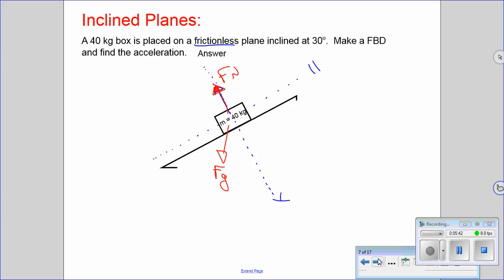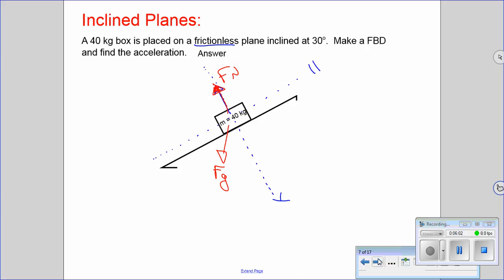So I'm going to take this force of gravity and split it up into two components. One of those components is going to be parallel to the ramp. That's the force that actually pulls the box down the ramp. And the other one is perpendicular to the ramp. That's the force that's canceled out by the normal force.